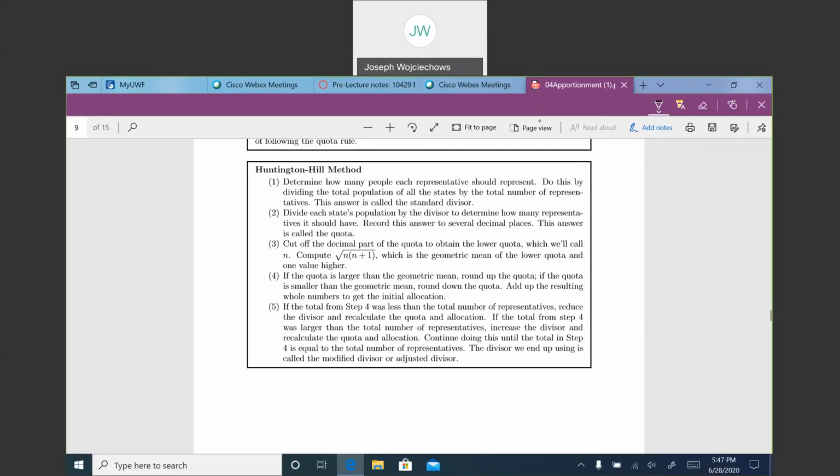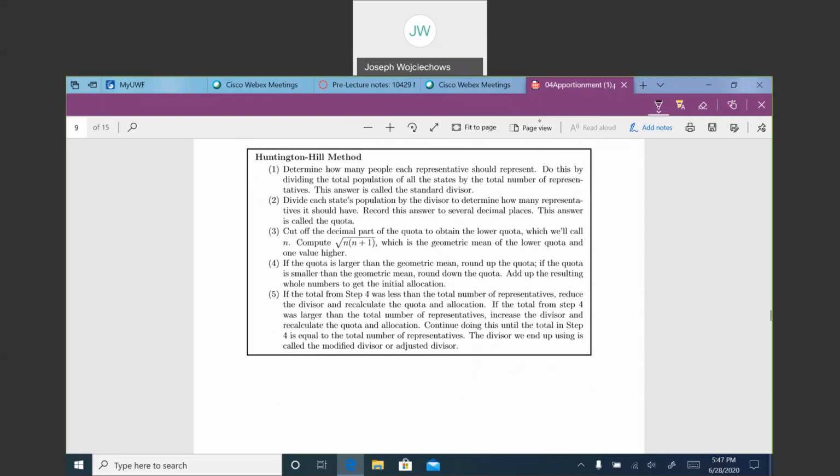So the next method we're going to deal with is called the Huntington-Hill method. So again, the first step is the same. Second step is the same. Here's where it's different. Step 3 is cut off the decimal part of the quota to obtain the lower quota, which we'll call n, and then compute the square root of n times n plus 1, which is a geometric mean of the lower quota and one value higher.